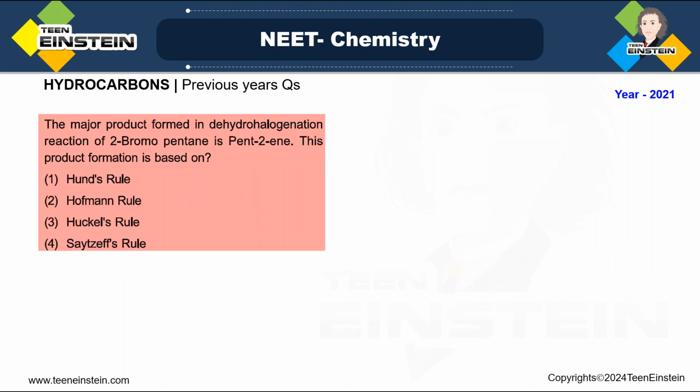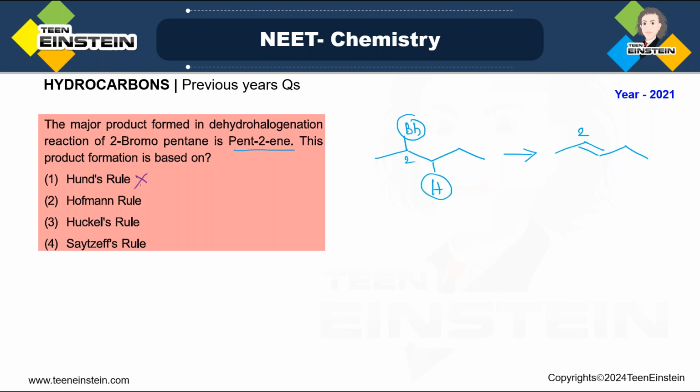The major product formed in the dehydrohalogenation reaction of 2-bromopentane is pentene. So this information is clearly given. Now this product formation is based on which rule, that you have to understand. So first write the structure. 2-bromopentane, 1, 2, 3, 4, 5. And from this, you are getting pent-2-ene. So this is the position of the double bond. Now here basically this hydrogen is removed. This is the beta position with respect to bromine. And this is according to which rule, that we have to answer.